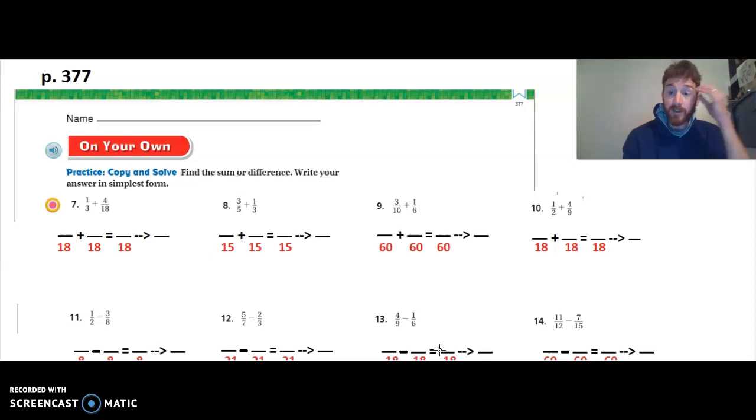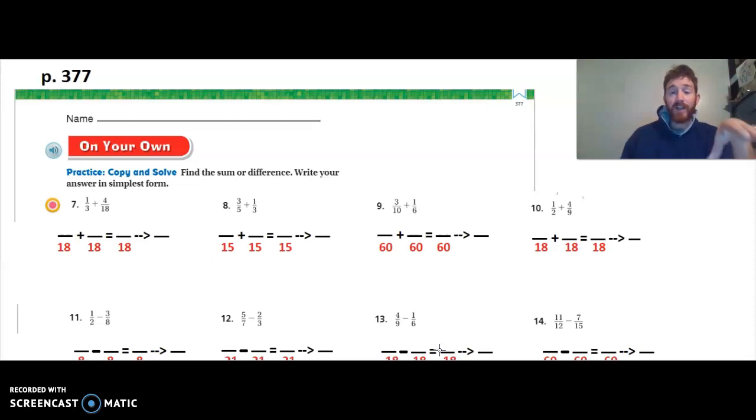I'm going to go back over what you were assigned for Tuesday's work, which was page 377, numbers 7 through 14. We are working on adding and subtracting fractions that have unlike denominators by first using equivalent fractions to make a common denominator, adding or subtracting those fractions once we've got that, and then of course at the end checking to see that they're in simplest form.